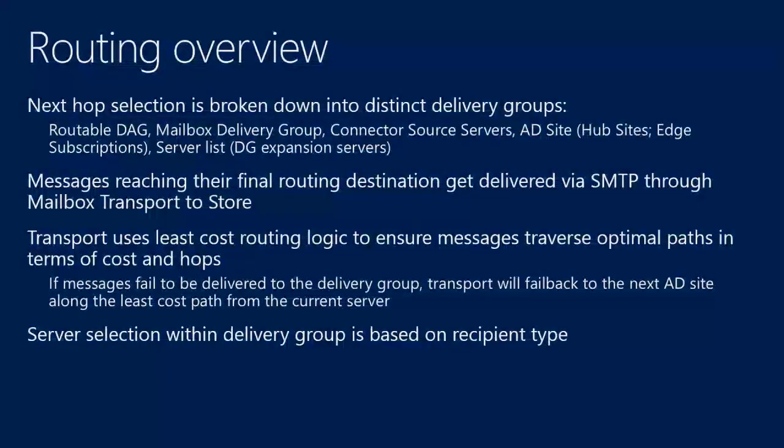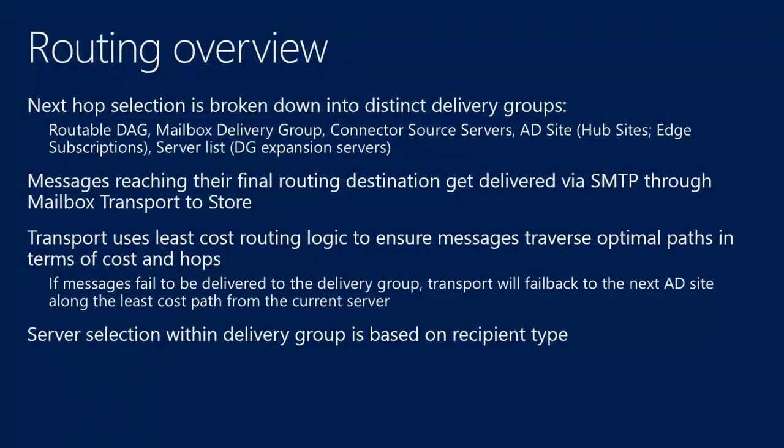One of the key changes we made in routing in Exchange 2013 is we've introduced this concept of a delivery group. There are several different types of delivery groups. In Exchange 2013, we now have a concept of the DAG as a delivery group, and we refer to it as a routable DAG. This is an Exchange 2013 DAG specifically, so all the mailbox servers within that DAG naturally are Exchange 2013.